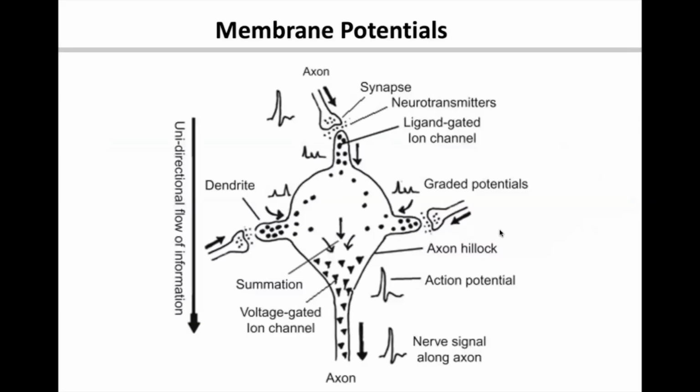So again, on this slide, we are talking about the ligand gated channels, which open up channels, which causes graded potential. Now, summing up these graded potentials near the axon hillock can cause an action potential. There are tons of voltage gated channels in the axon hillock, which is the reason this is known as the trigger zone.